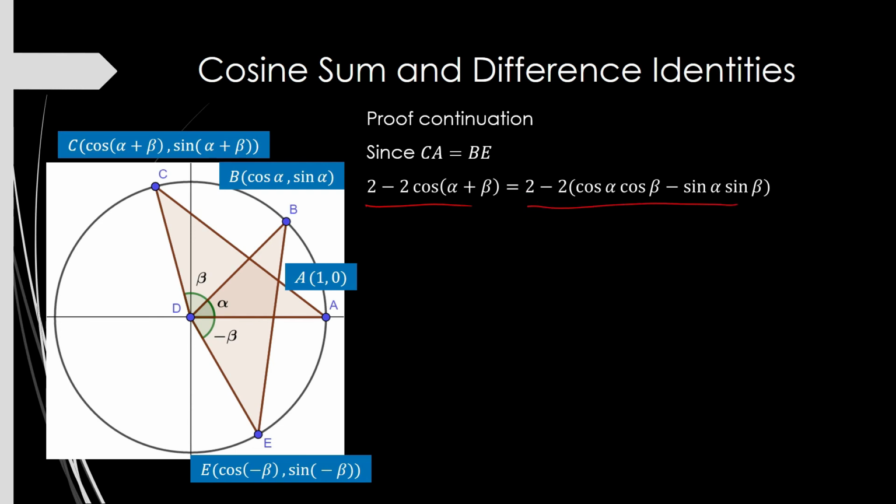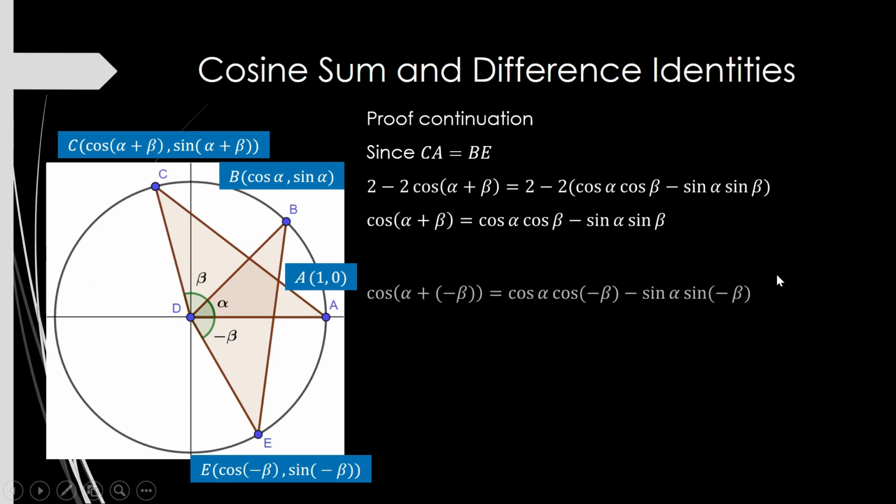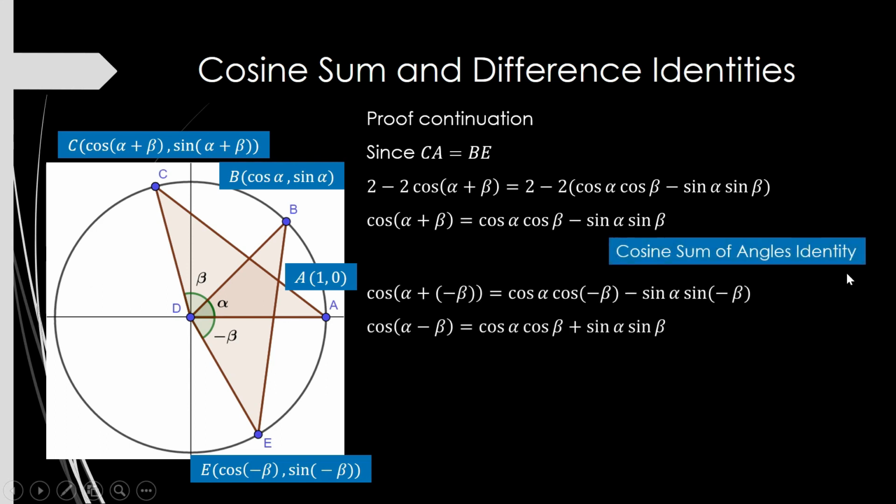Okay, so let us simplify this. 2 minus 2 is 0. We divide everything by negative 2. And what is the result? This is the result. Cosine of alpha plus beta is equal to cosine of alpha times cosine of beta minus sine of alpha times sine of beta. Now take a look at that. Isn't that the identity we are aiming to prove? So we call that the cosine sum of angles identity.